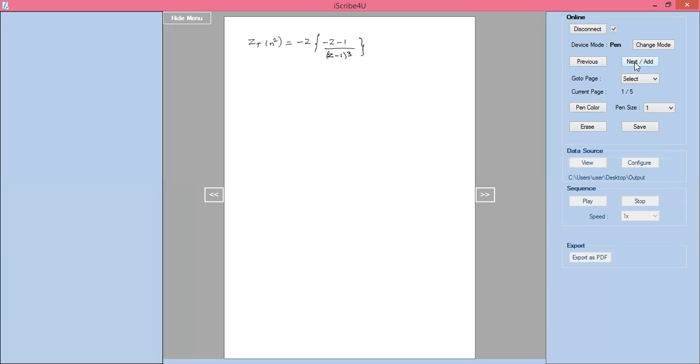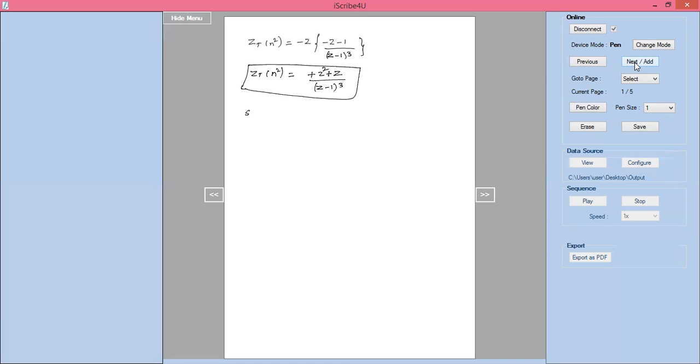Now, if you multiply this, the Z transform of n square equals minus of minus, which is plus, Z square plus Z divided by Z minus 1 whole cube. This is the solution for the Z transform of n square. The Z transform of n square is Z square plus Z divided by Z minus 1 whole cube.